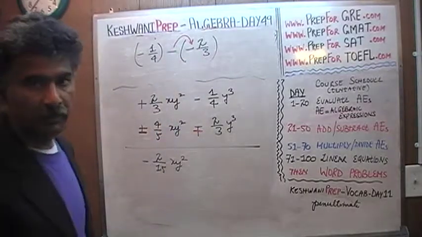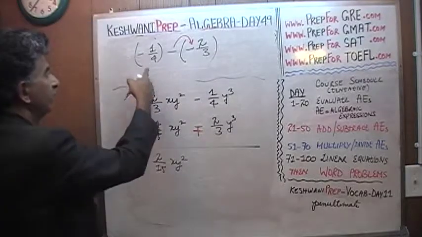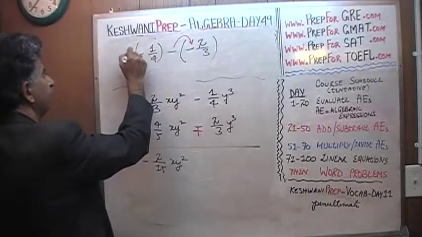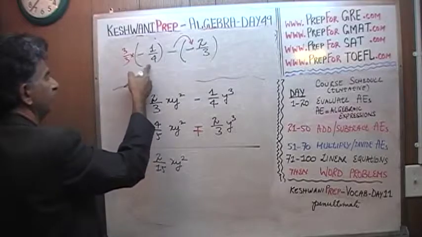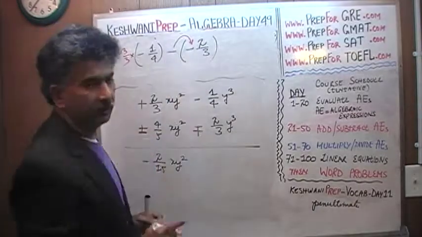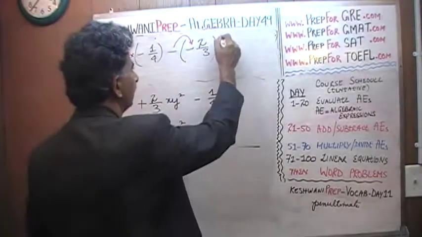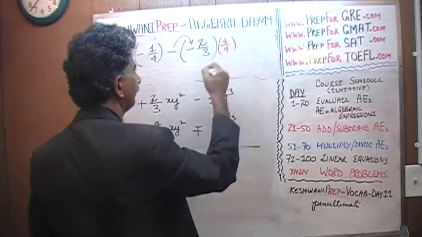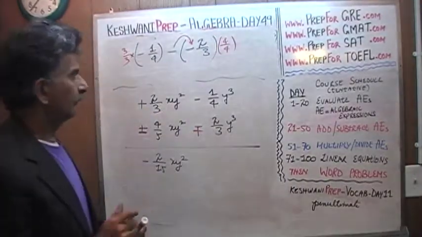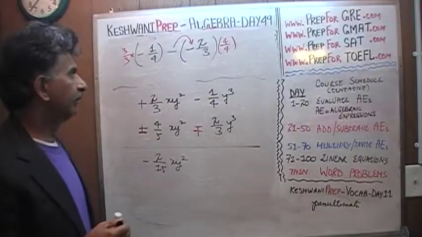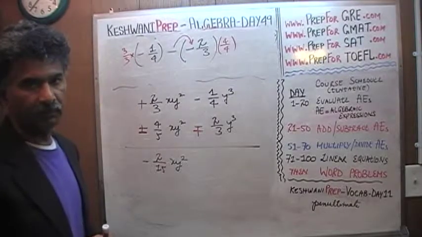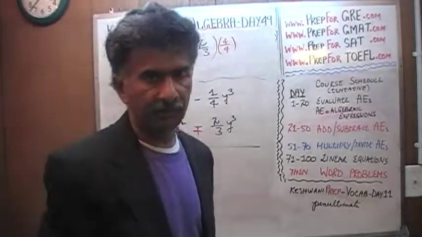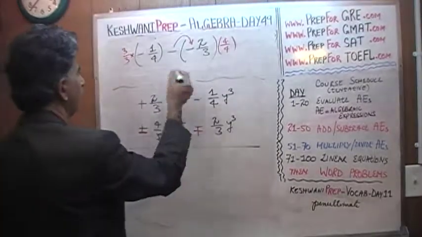Now we need again a common denominator of 12. How do we convert this 4 into 12? Multiply top and bottom by 3 of this fraction. How do we convert this denominator into 12? Multiply the top and the bottom by 4. But by multiplying top and the bottom of 2/3 by 4, we're basically multiplying 2/3 by 1, which doesn't change anything. So the common denominator is 12 now.